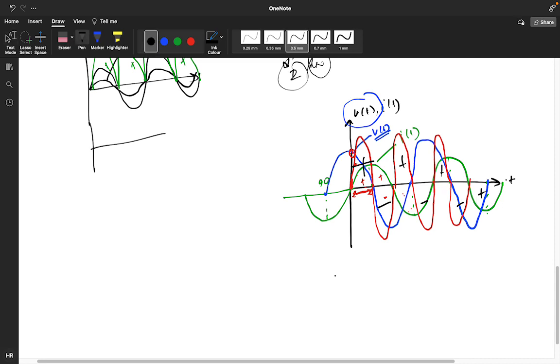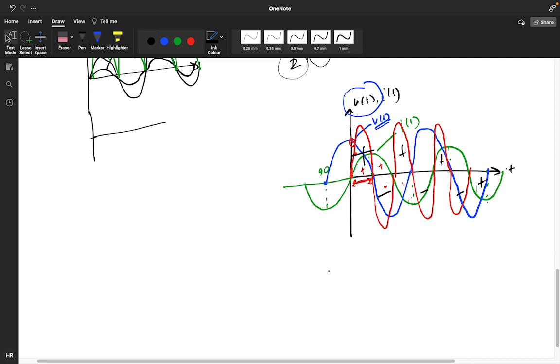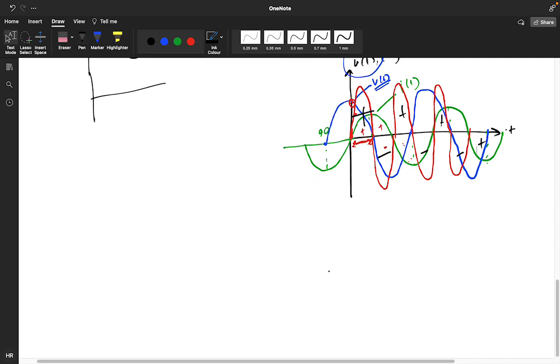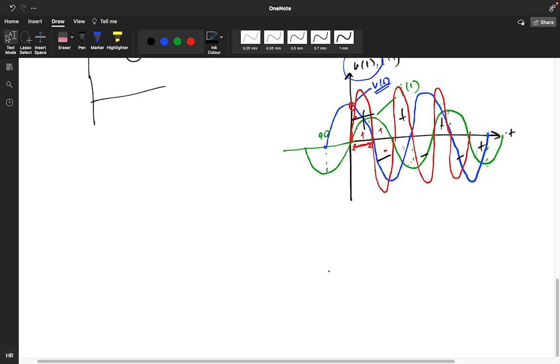Everyone, this part is clear? Prasanna, it's clear? Vaishnavi, it's clear? Yes, sir. Priyanka, it's clear? Okay, guys.